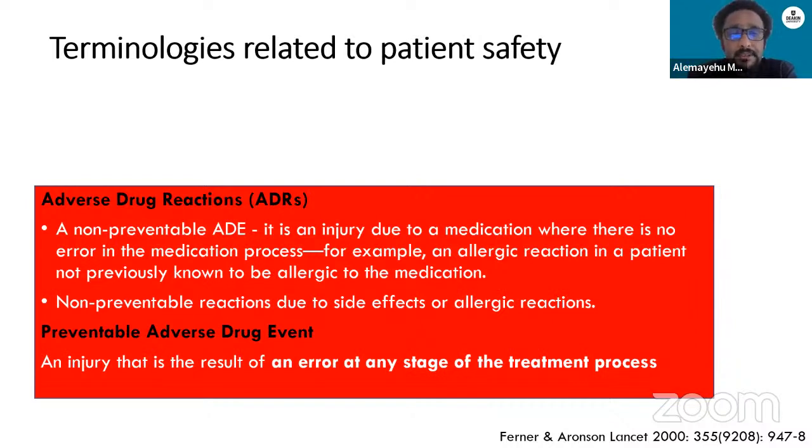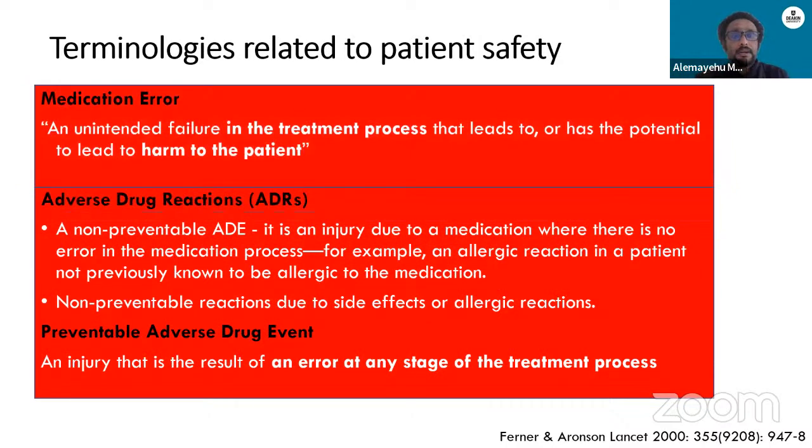Preventable adverse drug event is the opposite of adverse drug reaction. It's an injury that is the result of an error. It's an error at any stage of the treatment process. Medication error is an unintended failure in the treatment process that leads to, or has the potential to lead to, harm to the patient. So medication error may result in harm or not.